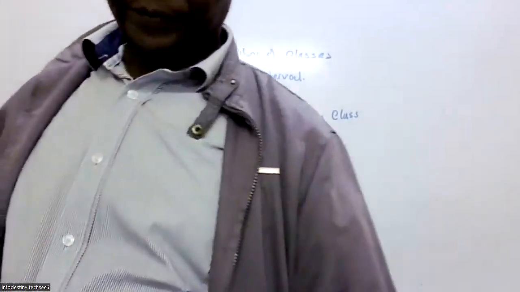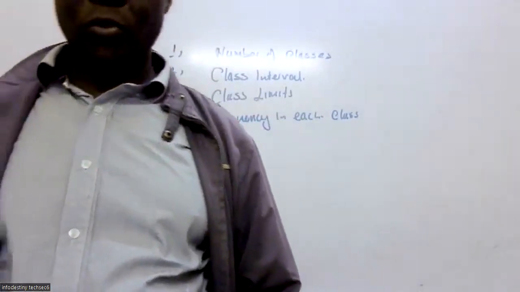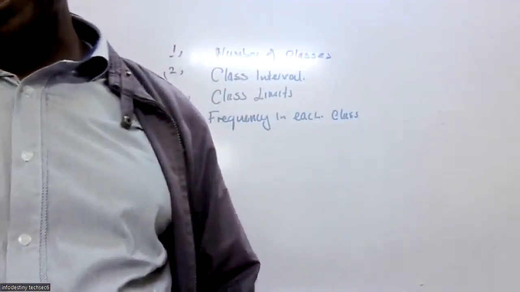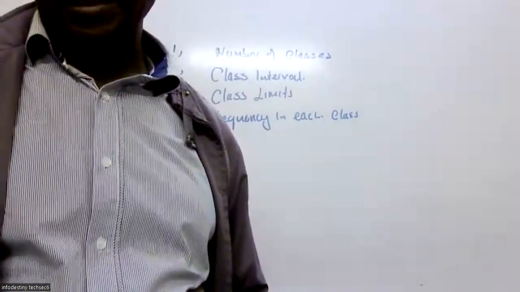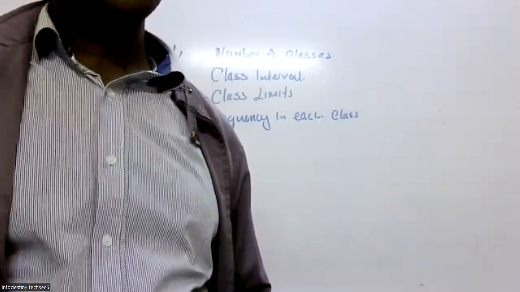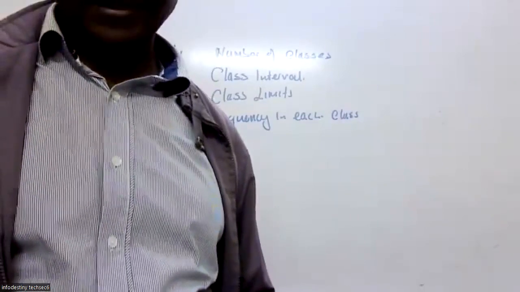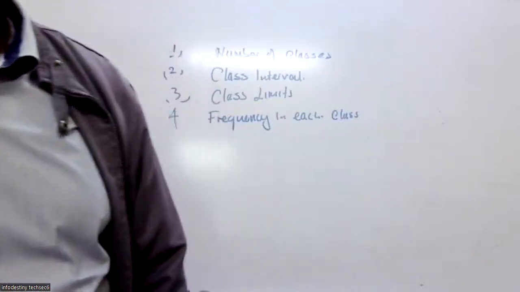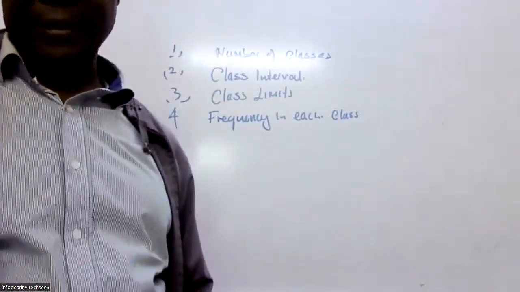Ordinarily, a frequency distribution should not have less than 6 to 8 classes, and should not have more than 20 to 25 classes.